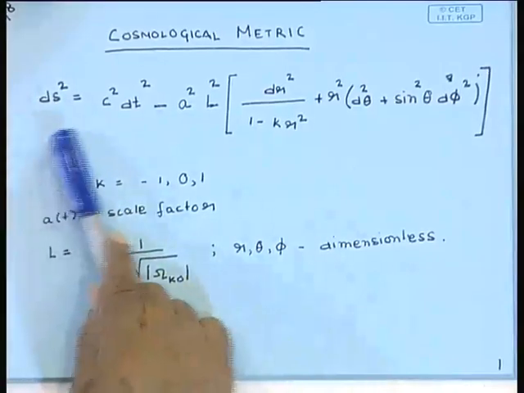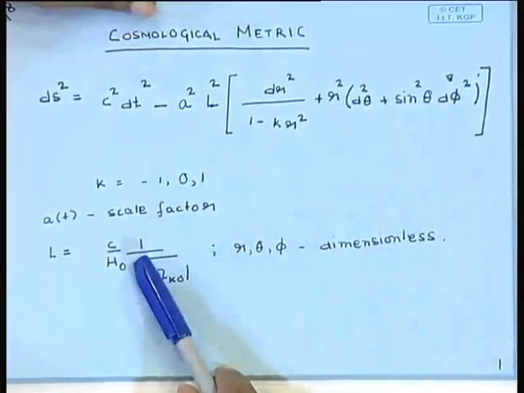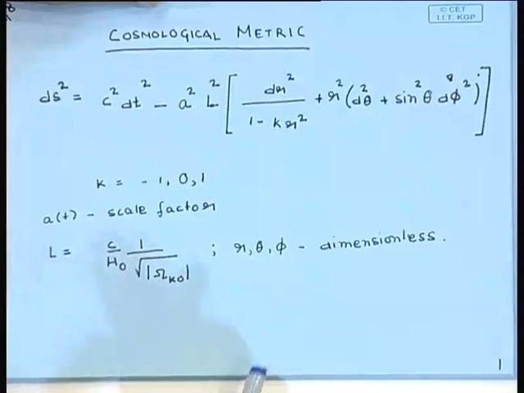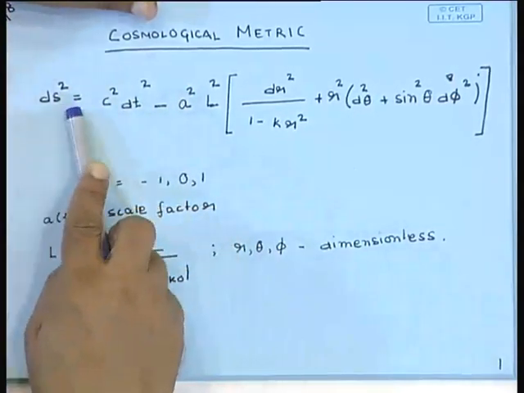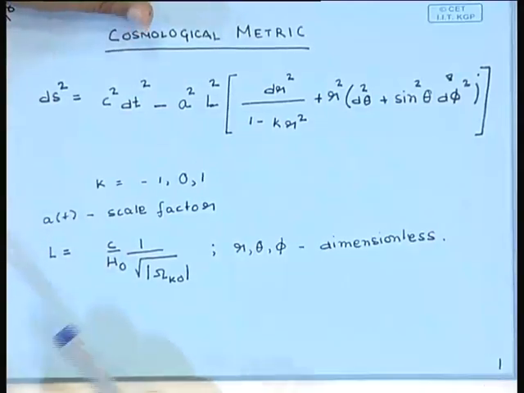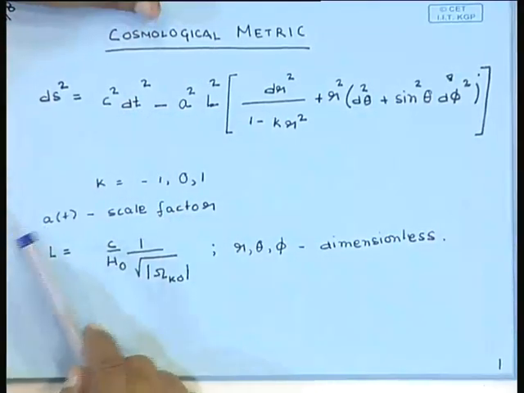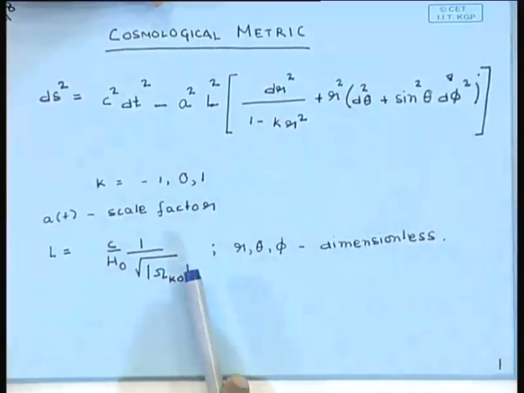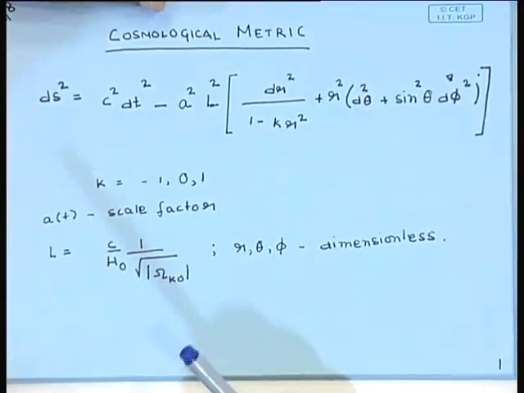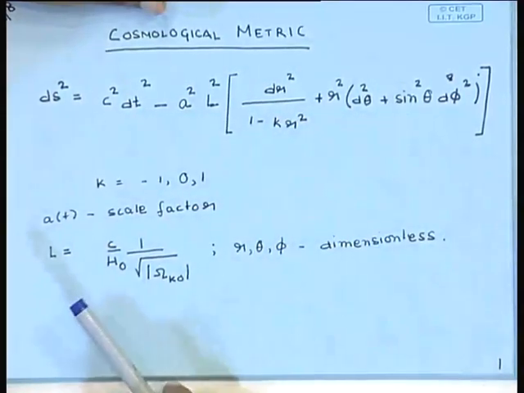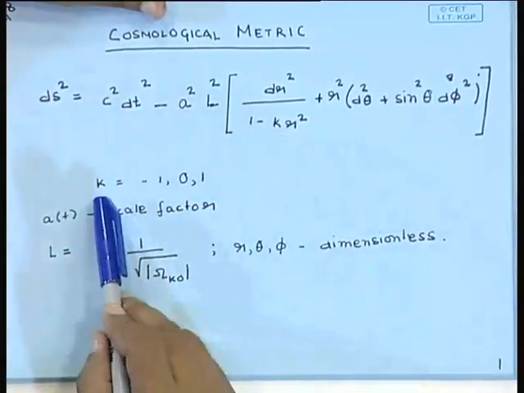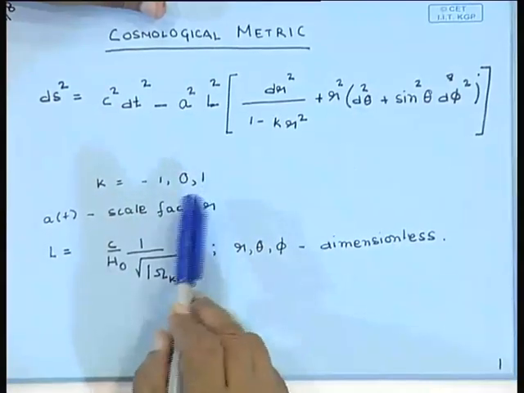In the last class I had introduced the cosmological metric, which I have written over here, and I had explained to you the various terms that occur in this. So, this is the line element for the cosmological metric. t is the cosmological time, r, theta and phi are dimensionless comoving coordinates, they are dimensionless. We have a constant k which can take values -1, 0 or +1.